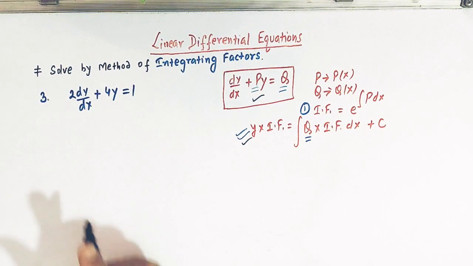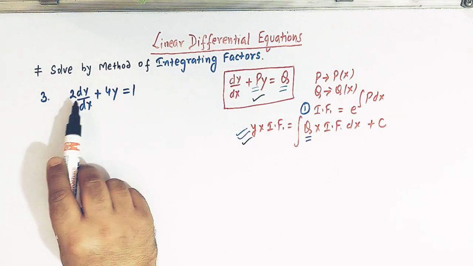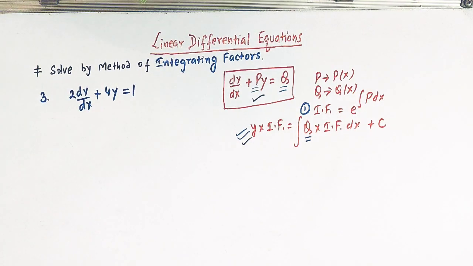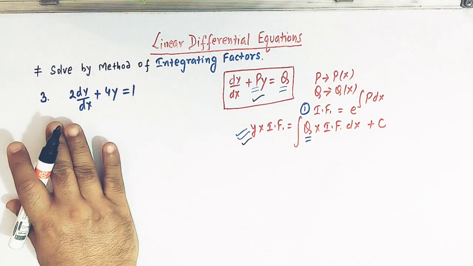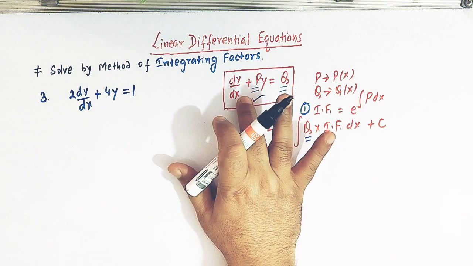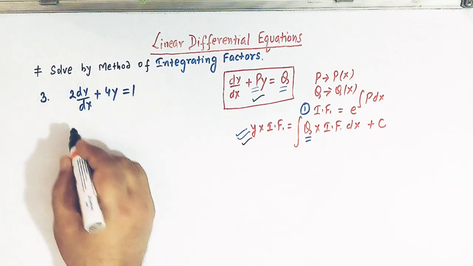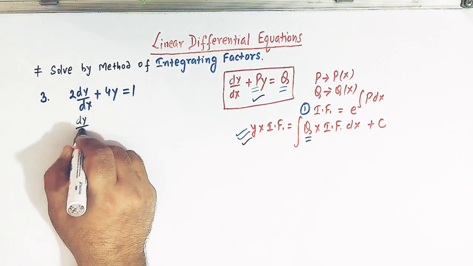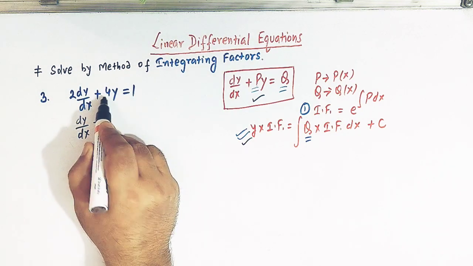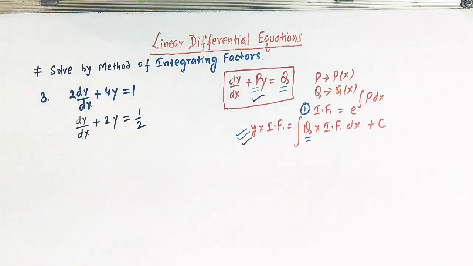Now let us take the third problem, right? So here we have 2 times dy over dx plus 4y is equal to 1. So to reduce this differential equation to this form, we'll divide both sides by 2, right? So we have dy over dx plus, dividing both sides by 2, here we have simply 2y, and here we have half.